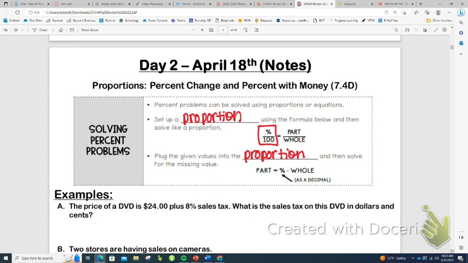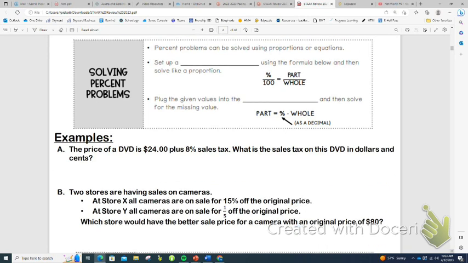Another way you can solve percent questions is by using an equation where we multiply the percent as a decimal times the total, and that's going to give us our answer. So I'm going to show you guys how you can do it both ways, and you'll be able to choose which way makes more sense to you. Let's go ahead and look at these two examples.